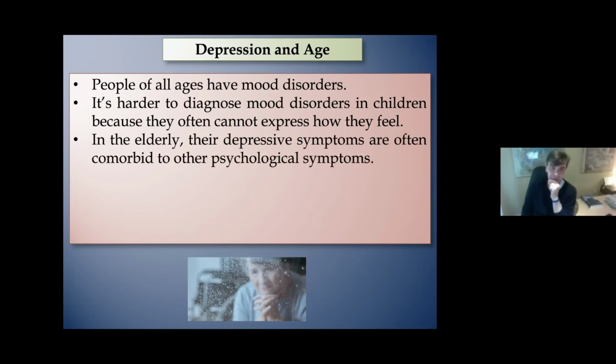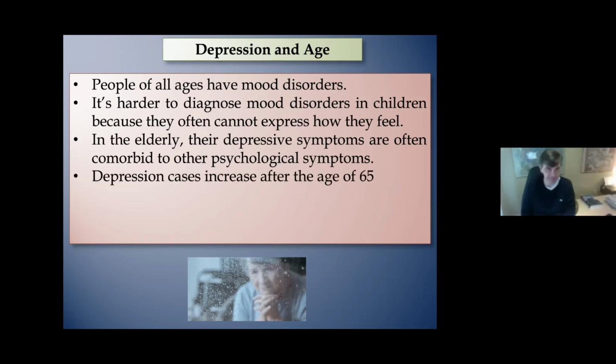In the elderly, depressive symptoms are often comorbid, or coexisting. They coexist with other psychological symptoms. So that's why it's often difficult to simply separate depression from, say, anxiety or some eating problems or other illnesses. Depression cases increase after the age of 65 in humans.